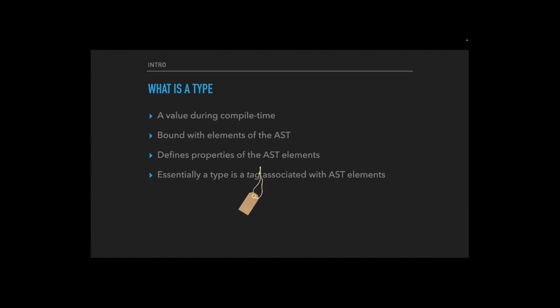So before going further, we should define what a type is. Many of us learned this concept intuitively. And for this talk, we would use the following definition. A Scala type is a value in the compiler heap during compile time. It's bound with elements of the abstract syntax tree and defines their properties and restrictions. So we may say that a type is a tag for some syntax tree elements.